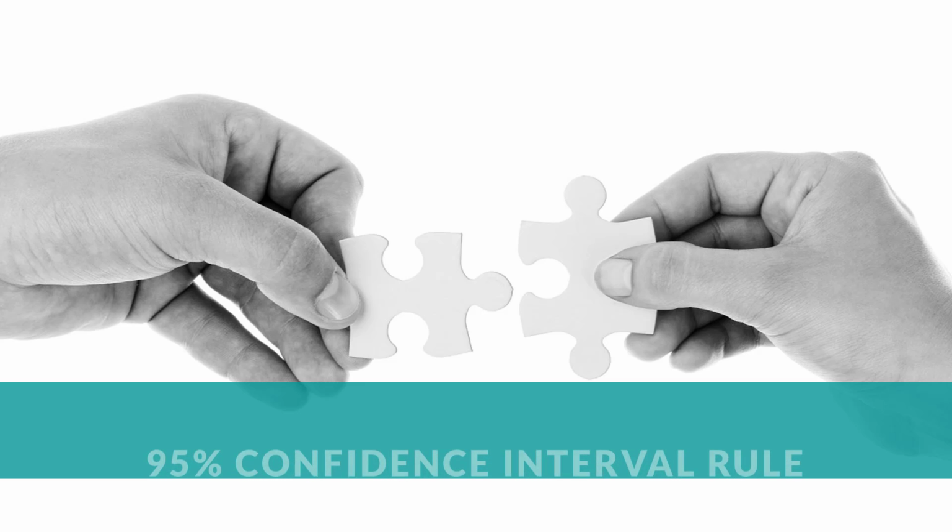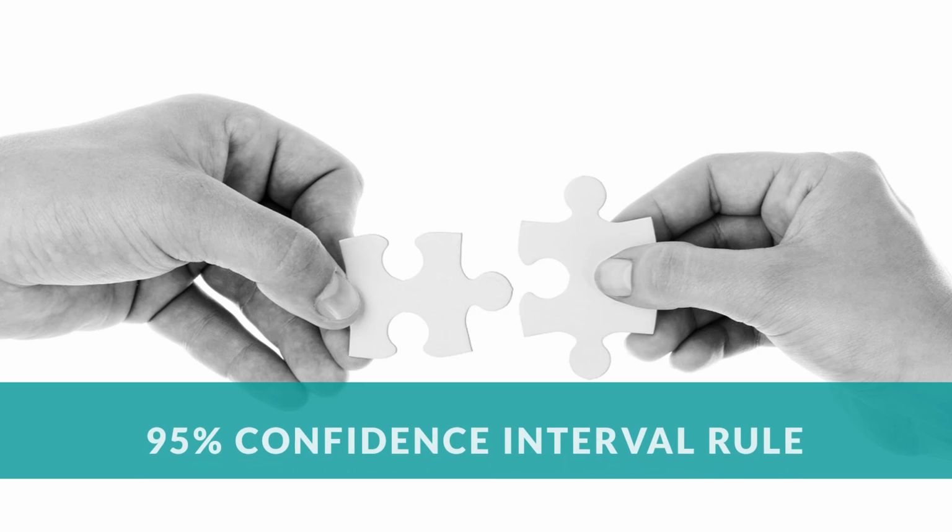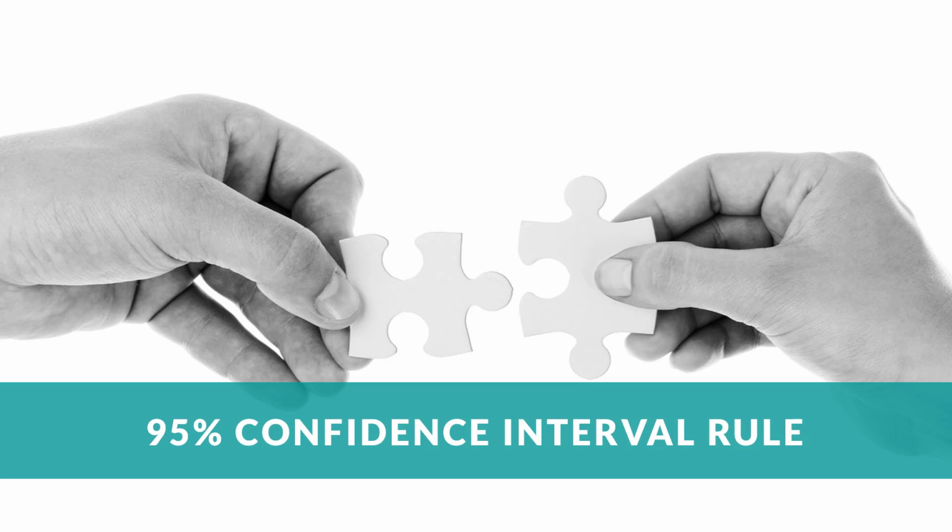In the first scenario, we have the 95% confidence interval rule. In here, the computer will stop administering items when it is 95% certain that the candidate's ability is either clearly above, which means you pass, or clearly below the passing standard, which means you fail.